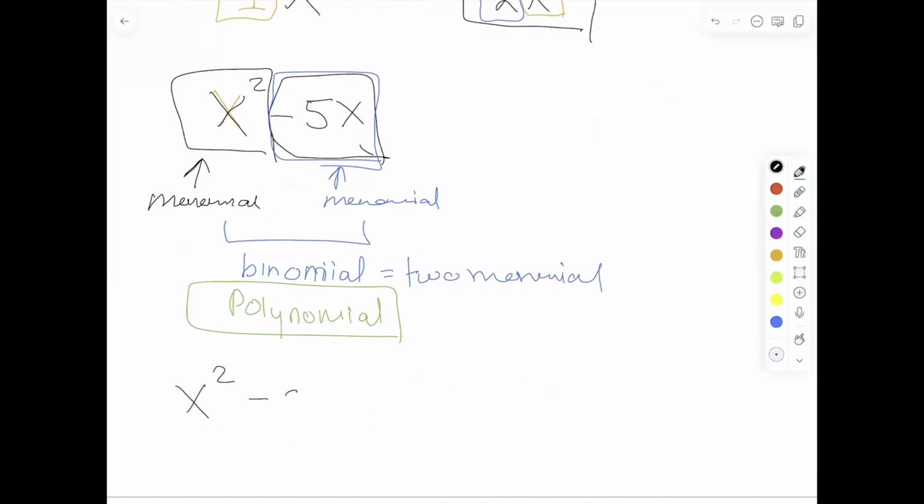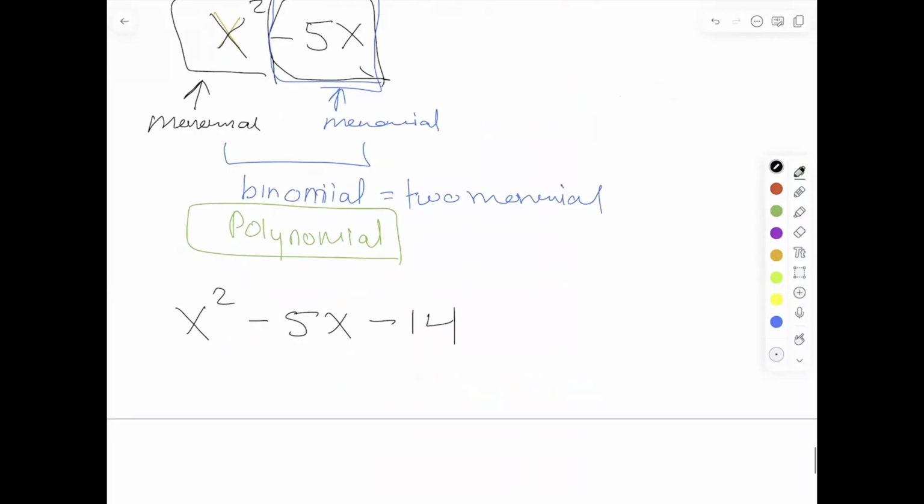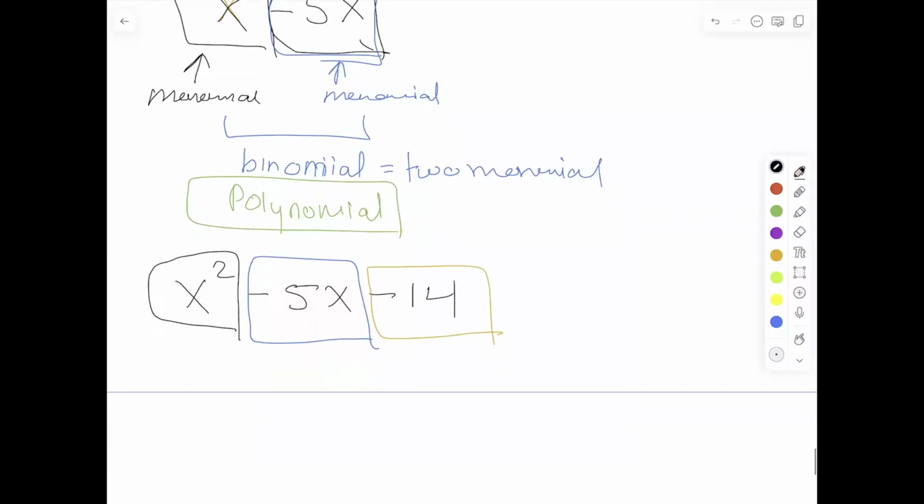Now, let's continue with this idea. x squared minus 5x, not plus, minus 14. How many monomials do I have? Look at the colors. I have a monomial here, I have a monomial here, and I have another monomial here. How many monomials do I have? 3. This is not a binomial. This is called a trinomial.